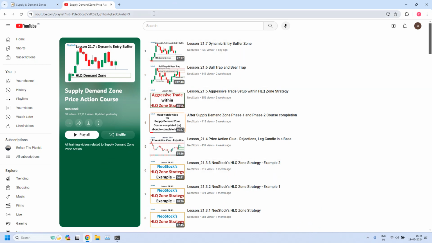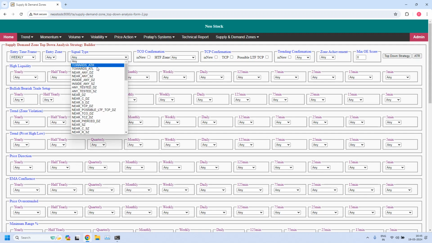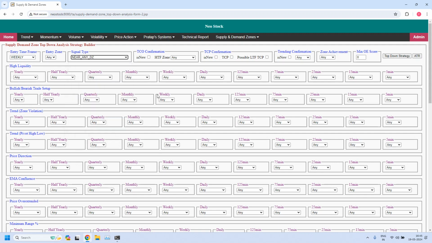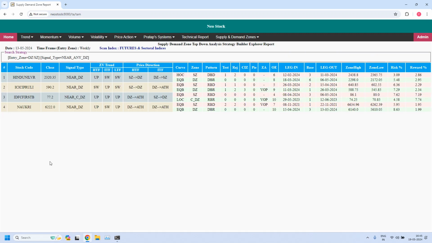Now let's get into the weekly report generation. So I have selected the entry time frame as weekly. First let us find the stocks near weekly demand zone. These 4 stocks are filtered which are near to the weekly demand zone.